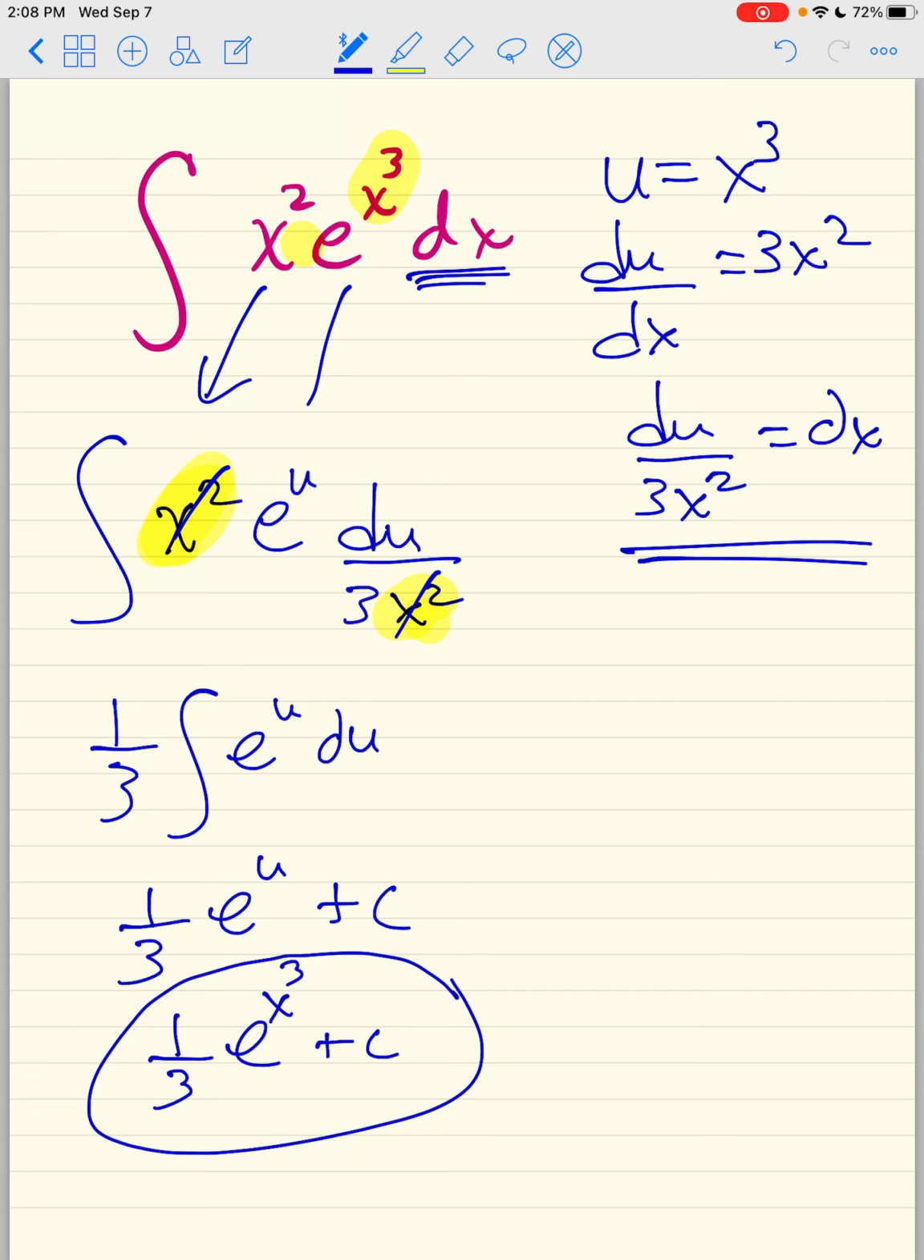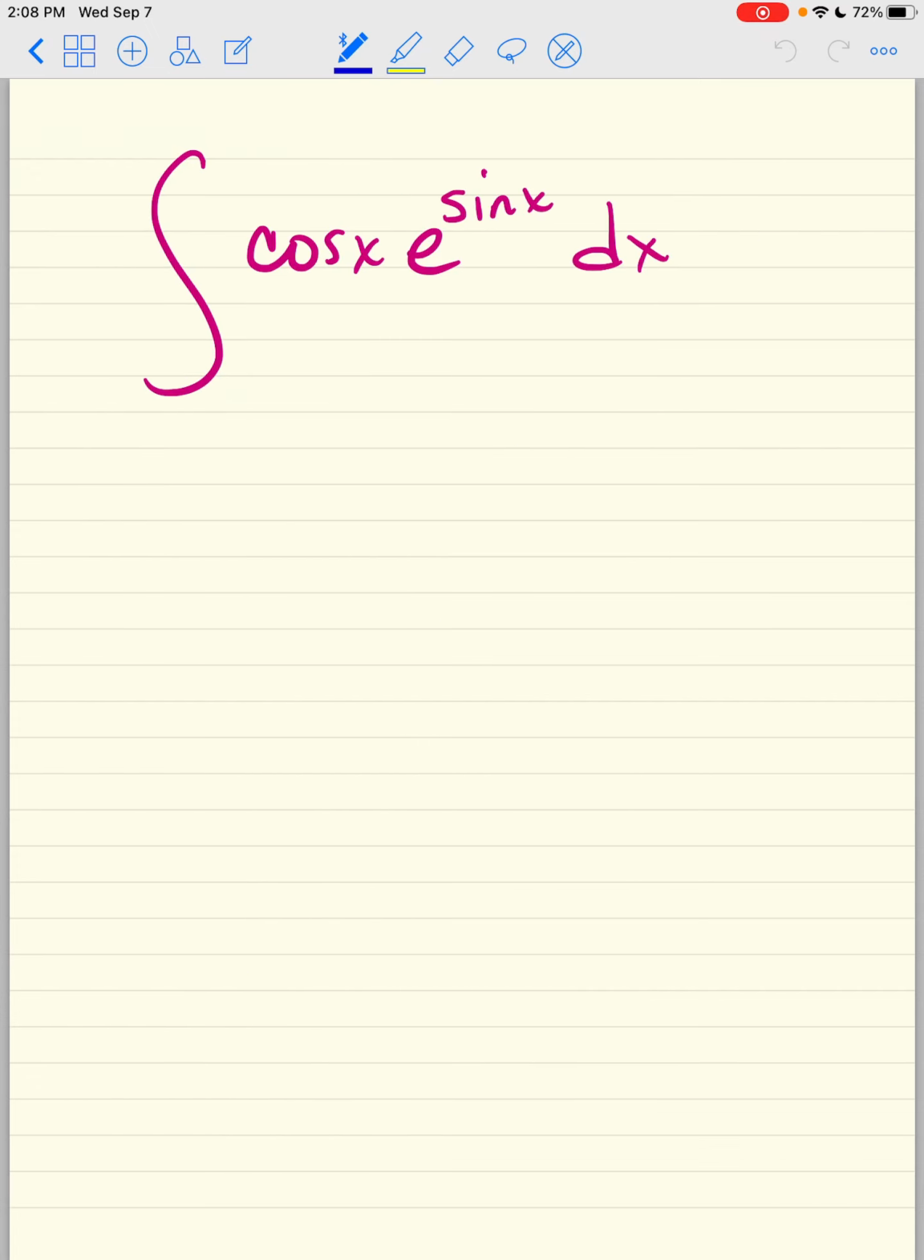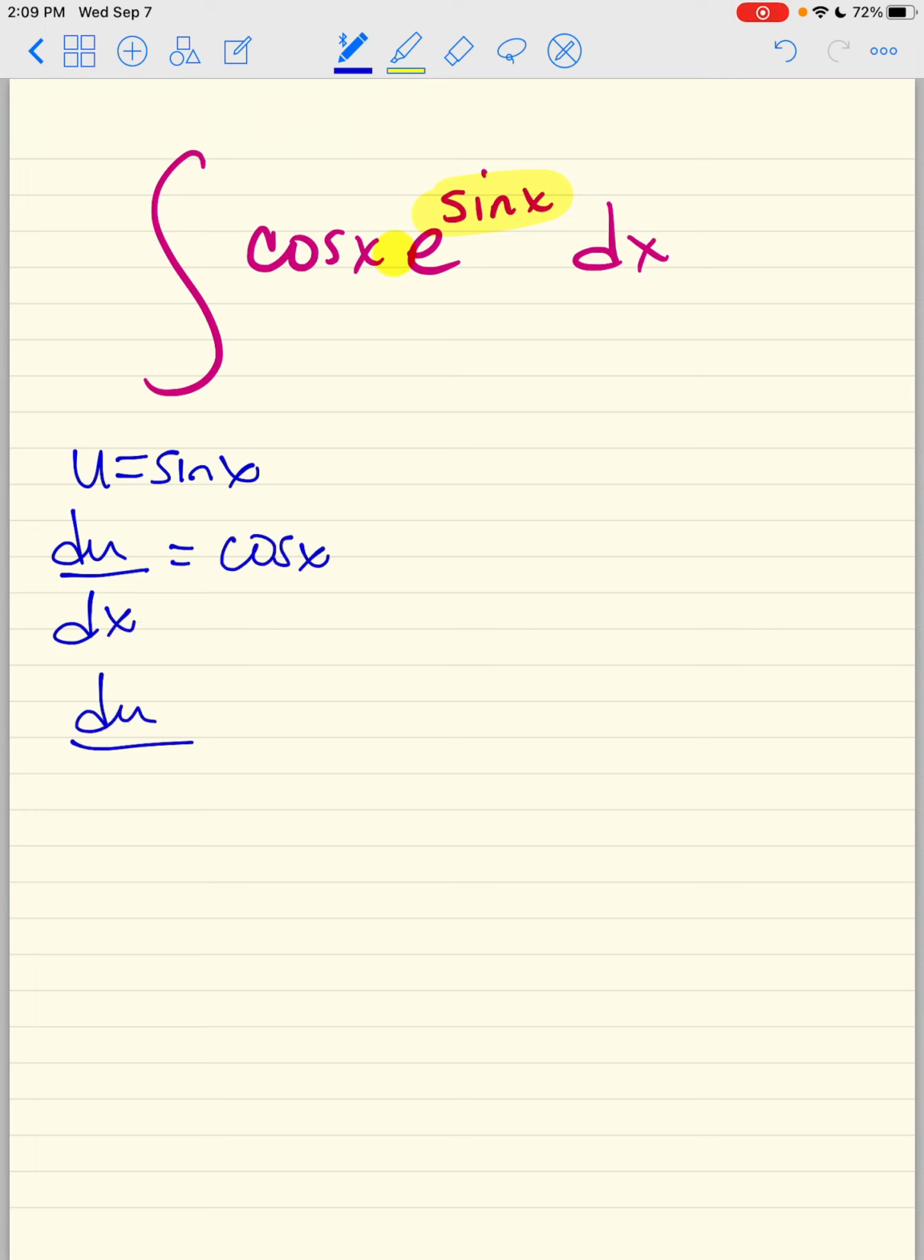You can't have products or quotients. You need a u-sub. Here again, this is a product. The e has an exponent. And some of you may have guessed it. u is going to be your sine x. du/dx is equal to cosine x. du over cosine x equals dx. You go in order.